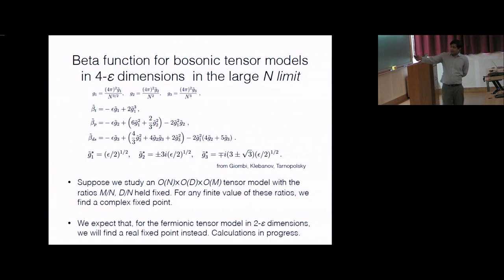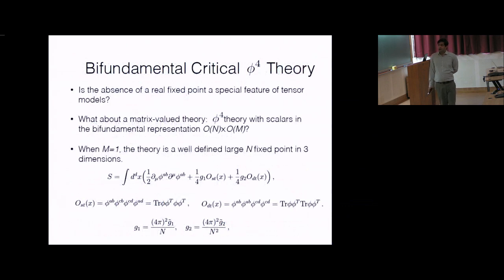Okay, and in contrast, for the fermionic model, we'll have similar expressions, but the expectation from the large N calculation is that you'll get a real fixed point in 2 minus epsilon. Okay, so you can ask, is this absence of a real fixed point really a special feature of tensor models? So I said tensor models are ugly, but maybe they're not ugly.